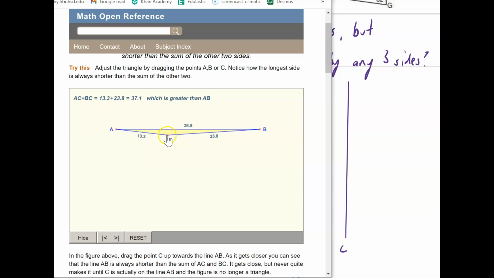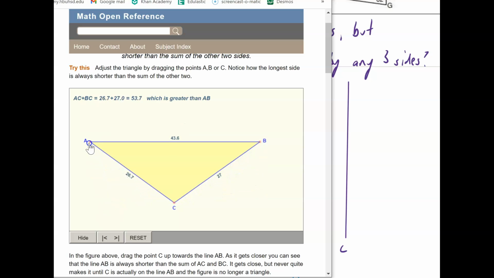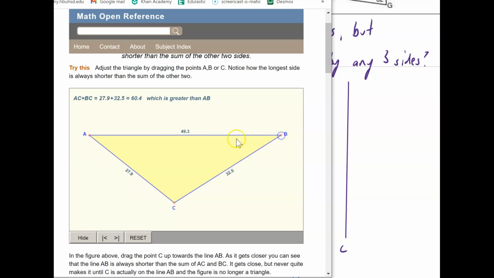And as I stretch this point C down, that difference gets even larger. As this becomes more and more of a taller triangle, the sum of the two smaller sides becomes even greater than the largest side of the triangle. If I make the largest side of the triangle even larger, it doesn't change that fact. Now the longest side of the triangle is 49.3, and the sum of the other two is way more than 49.3. And when I flatten this out as flat as I can possibly get it, it's still greater than 49.3.